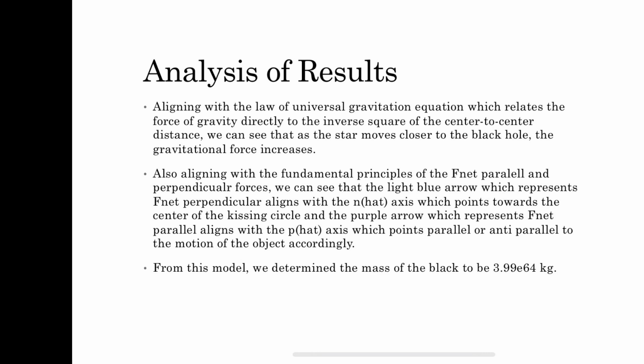Also aligning with the fundamental principles of Fnet, parallel, and perpendicular forces, we can see that the light blue arrow, which represents Fnet perpendicular, aligns with the n-hat axis, which points towards the center of the kissing circle, and the purple arrow, which represents Fnet parallel, aligns with the p-hat axis, which points parallel or anti-parallel to the motion of the object accordingly. From this model, we determine the mass of the black hole to be 3.99 times 10 to the 64th kilograms.